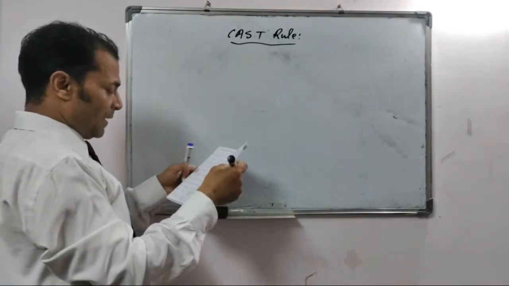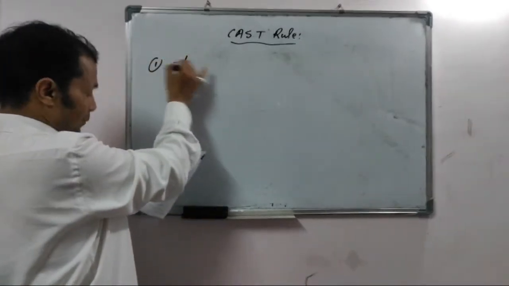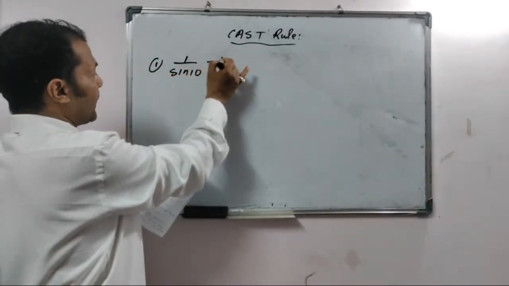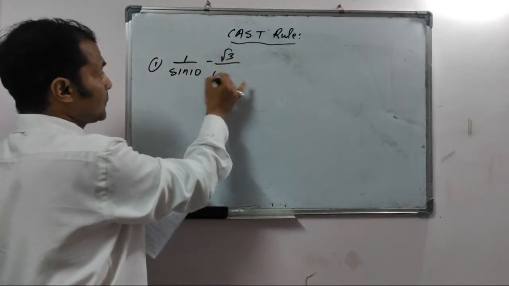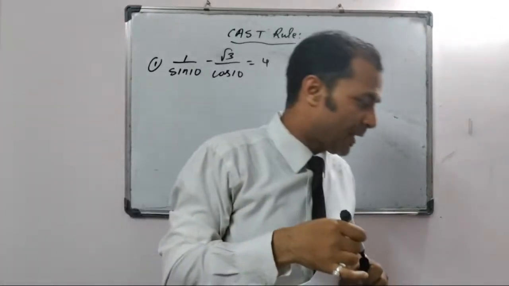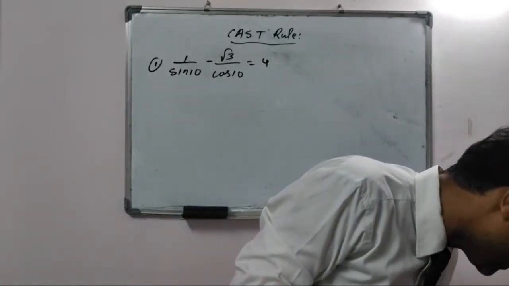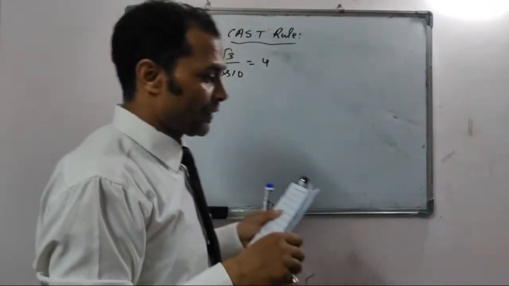So the first question I'm going to discuss is, see this question, how many of you know this? 1 by sin 10 minus root 3 by cos 10 equals 4. Have you guys solved this problem? Okay, no worries. Let me finish this.